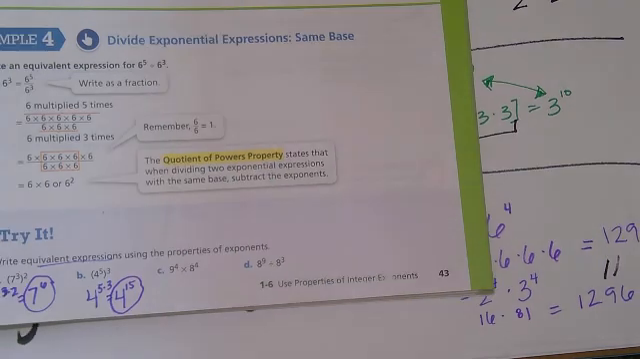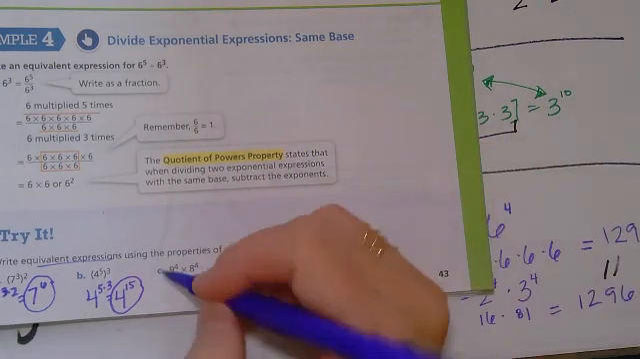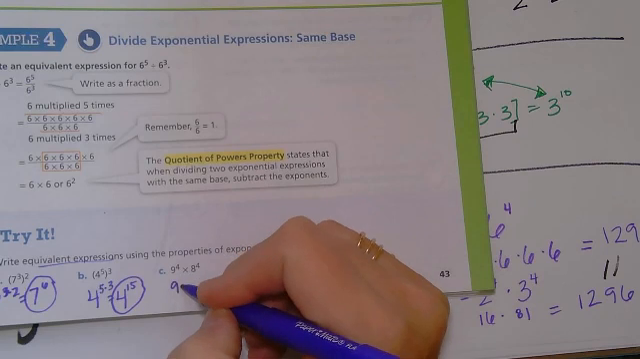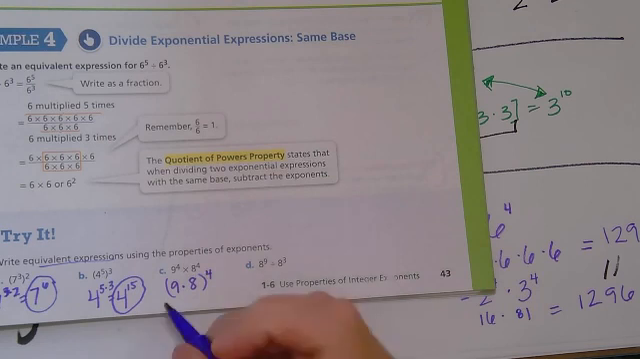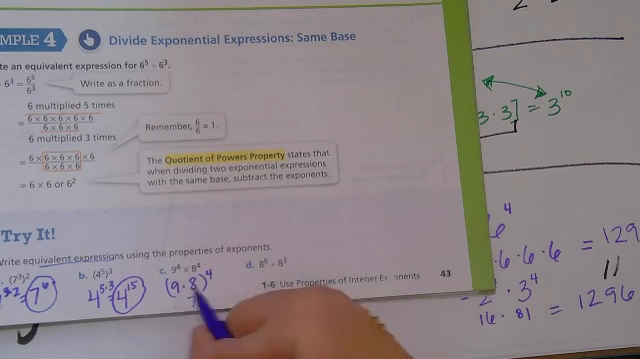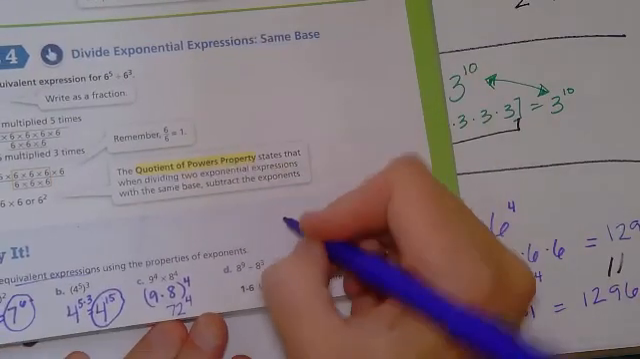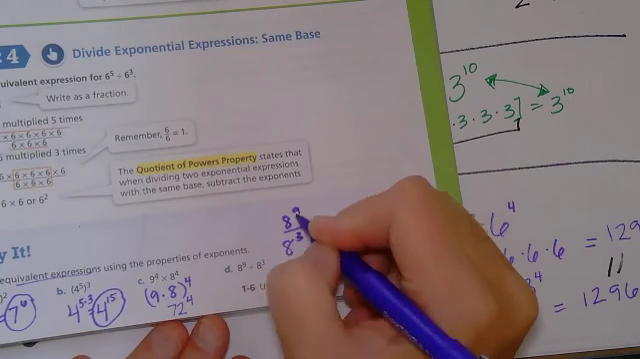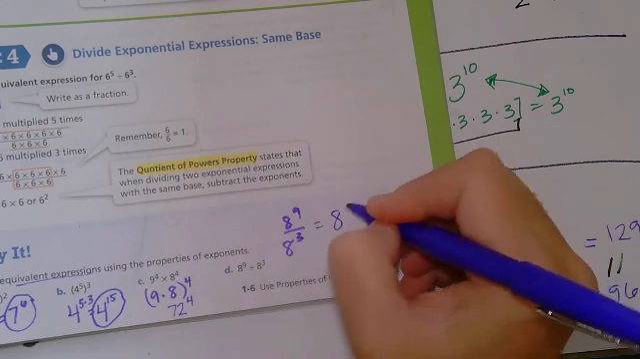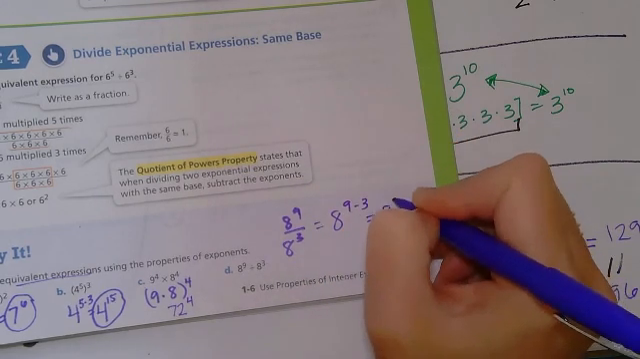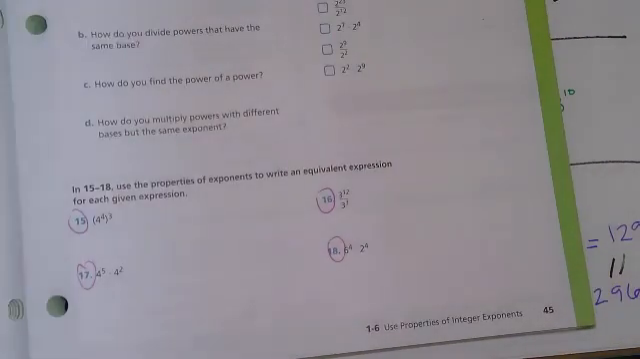9 to the fourth times 8 to the fourth is the same as 9 times 8 to the fourth. You notice that their exponent is the same, so an equivalent expression would just be 72, since that's 9 times 8, to the fourth. And then lastly, we have 8 to the ninth divided by 8 to the third, and I'm going to write it like this so you recognize that from the notes that we just took. 8 to the ninth divided by 8 to the third is the same as 8 to the 9 minus 3, or 8 to the sixth.